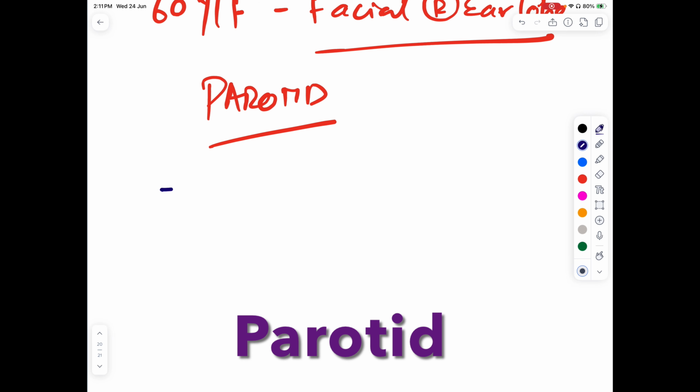What is the differential diagnosis of unilateral swelling of the parotid gland? It can be obstruction due to a salivary calculus, or it can be infection, or it can be a neoplasm, benign or malignant. What do you mean by pleomorphic?